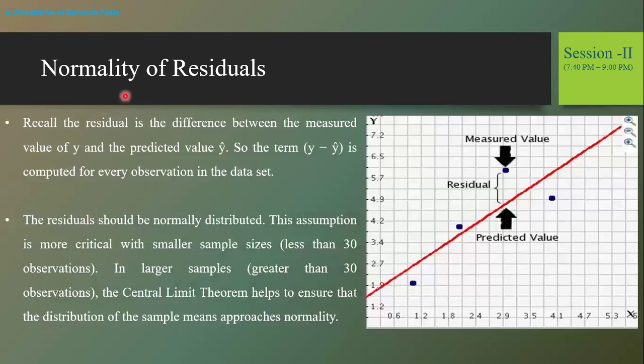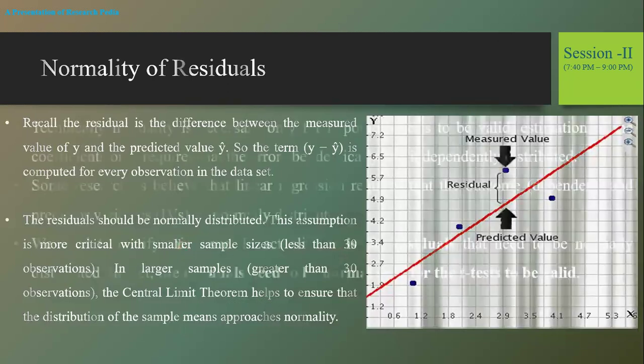So in every situation, you don't need to check the normality. If your data has at least 30 observations or more, you don't need to check the normality. But if your data has less than 30 observations, you need to check the normality. So this is the important point you need to consider.